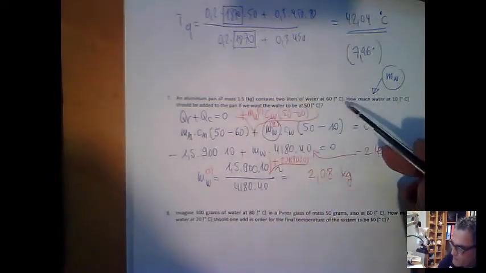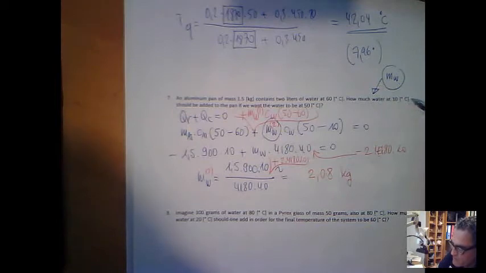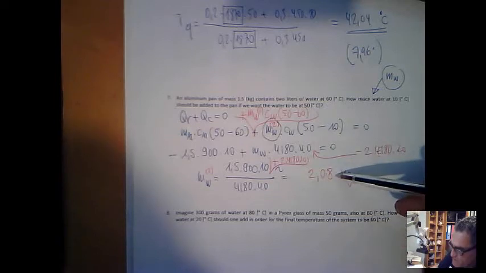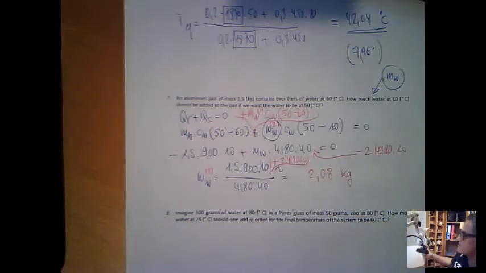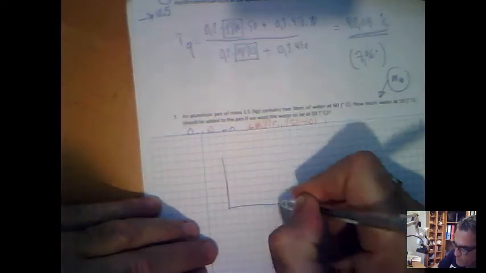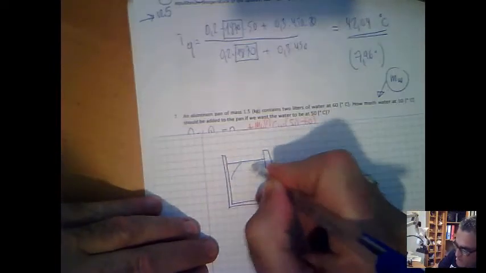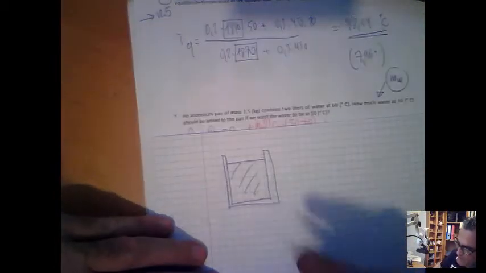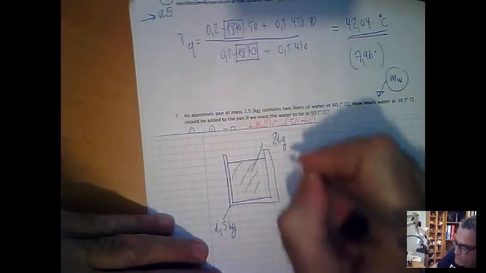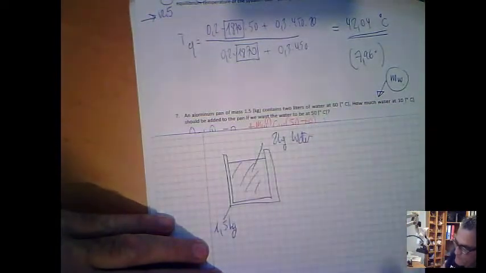I mean, if you have water at 60, you want to go down to 50. No, maybe this is a lot. Listen, let's redo it. I am very sorry. Okay, and let's do a small drawing because it can help when you are sleeping in the morning. Okay, so we have a pan of mass 1.5 kilos. We have 2 kilos of water.